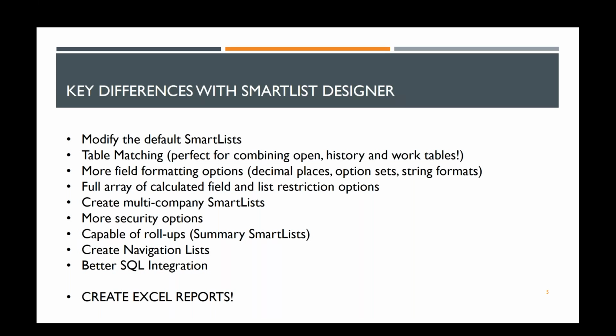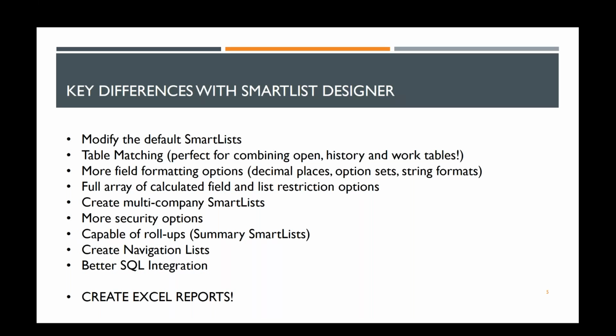And you can make restrictions inside the SmartList design itself. So with SmartList Designer, you can't restrict SmartLists. But with SmartList Builder, you can build pre-built restrictions for your users. You can also create multi-company smart lists. That's huge. You cannot do that with SmartList Designer. So with SmartList Builder, you can actually build smart lists that will query more than one database in GP and consolidate the data. So you can imagine the power that that would present to any company that has more than one operating company and they need to consolidate.